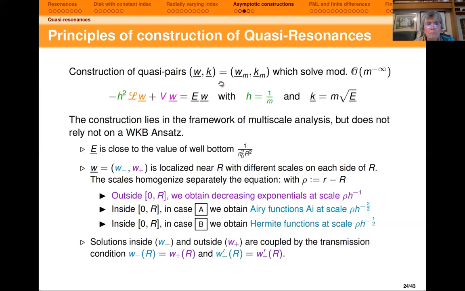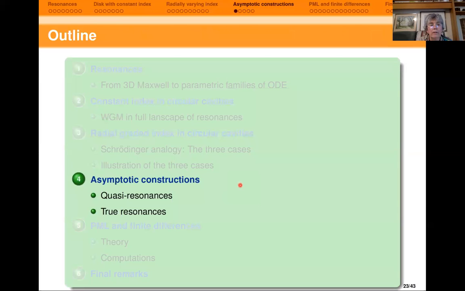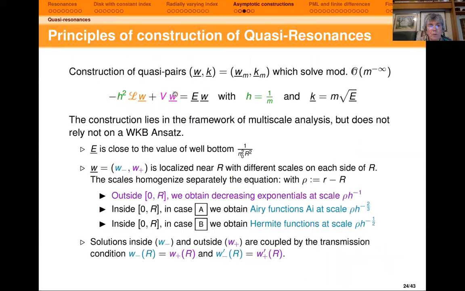So the game is to construct families of quasi-pairs with this underlying small parameter, which corresponds to large M. And we are doing the construction in the bottom of the well. I describe a little bit in these two cases, A and B, this multi-scale analysis where you construct solutions on the left and on the right with the correct scales, so that the equation is in a certain sense homogenized. You homogenize the L and the V close to the bottom, and the homogenization gives different powers.